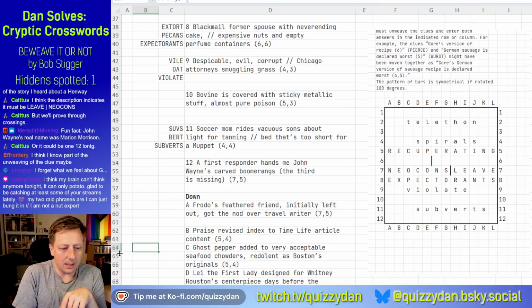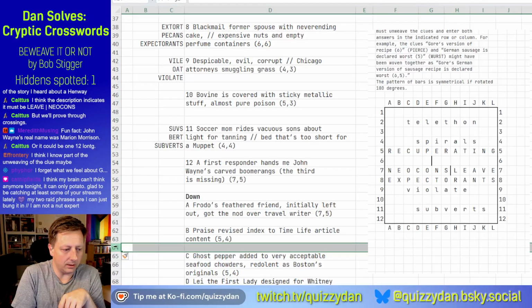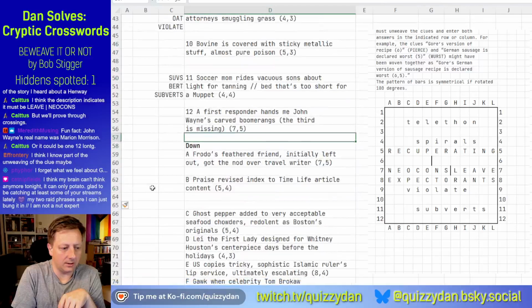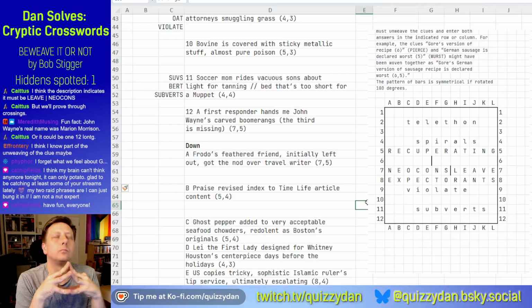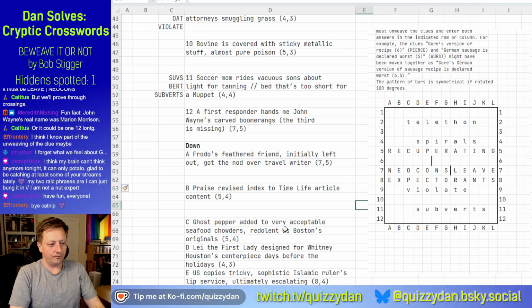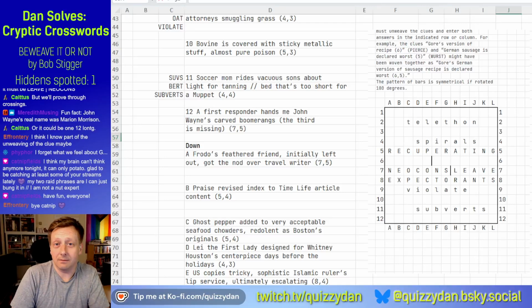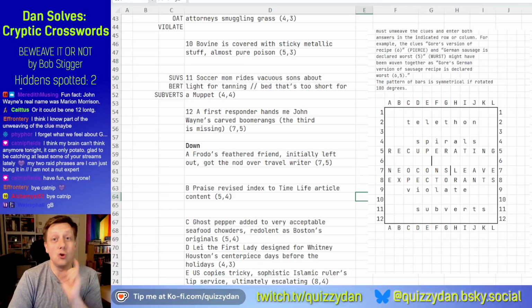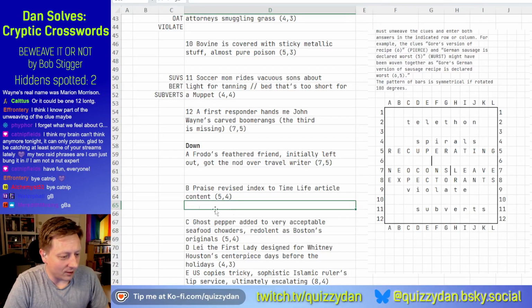Praise revised index to time life article content. Ha ha ha. Okay. Okay. Right. Bear with. I'm immediately going ding, and I'm very, very pleased with this. I've spotted a hidden, and it's not even together. I'm very happy with that. Bye, Catnip. Have a good evening.